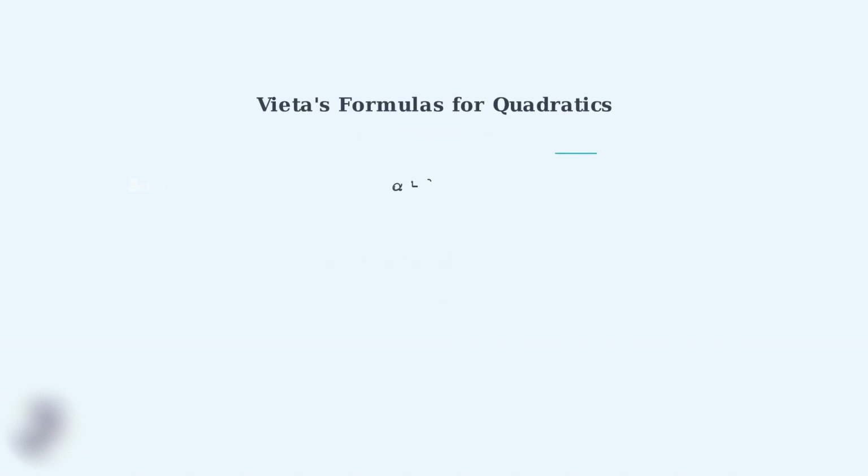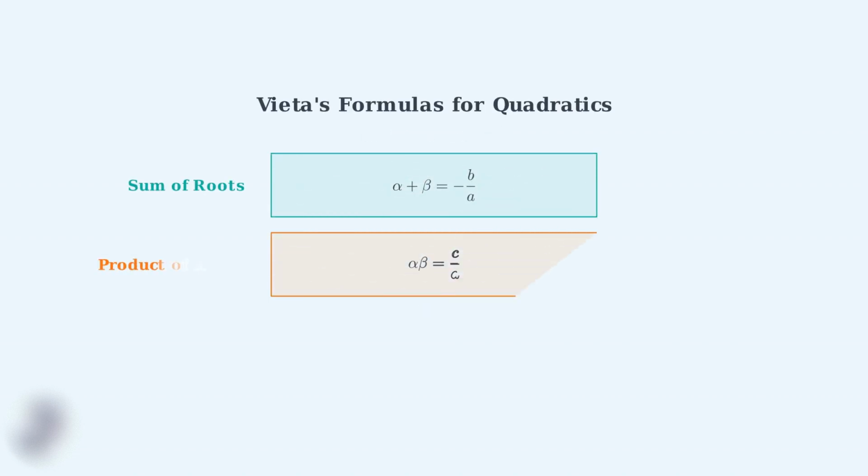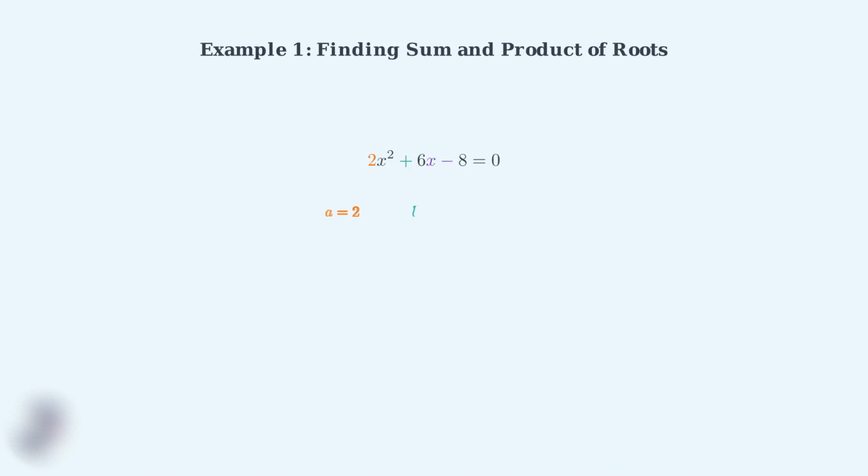Vieta's formulas give us two powerful relationships. First, the sum of the roots, alpha plus beta, equals negative b divided by a. Second, the product of the roots, alpha times beta, equals c divided by a. Let's work through our first example. Given the quadratic equation 2x² + 6x - 8 = 0, we need to find the sum and product of its roots using Vieta's formulas.